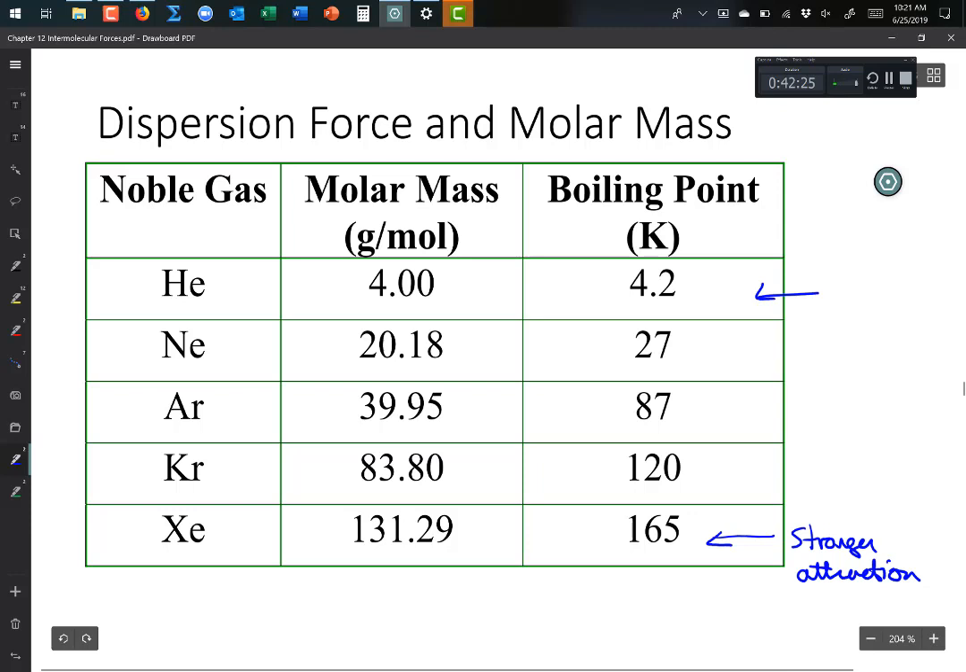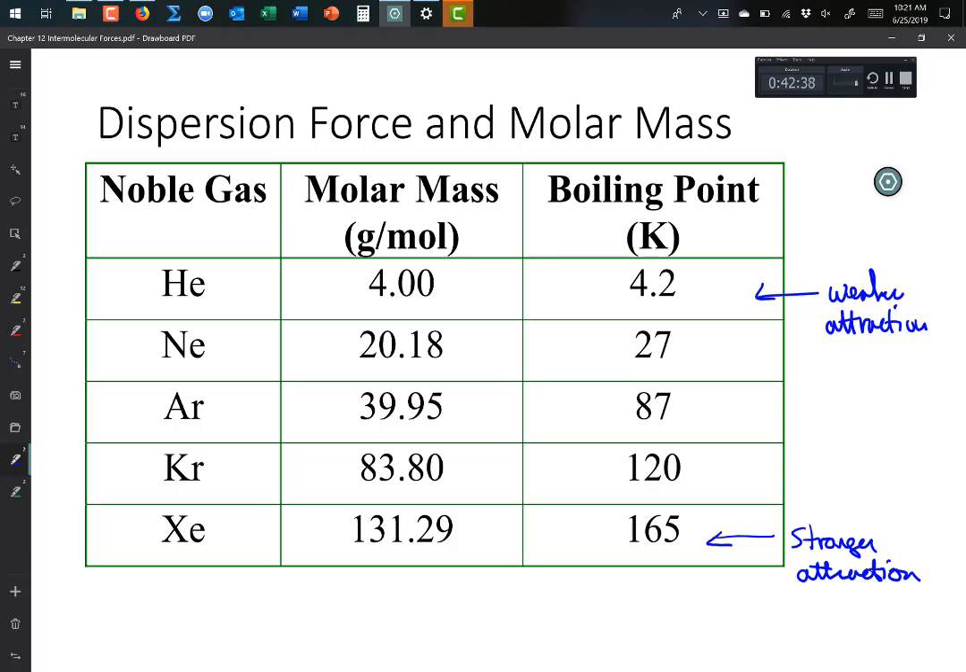And a weaker attraction here because the trend is the mass. So then the question is, why is the attraction stronger when the mass is higher? Why is the force stronger when the mass is higher? There's more what? More electrons.